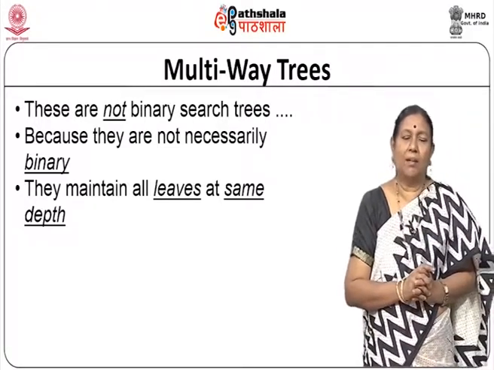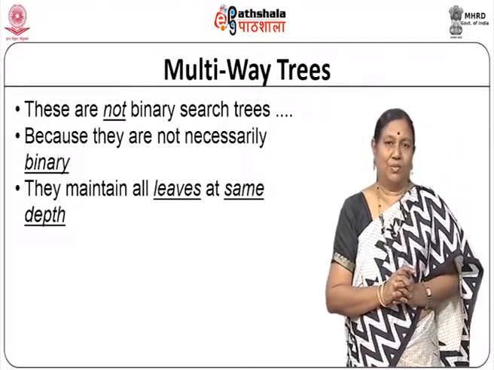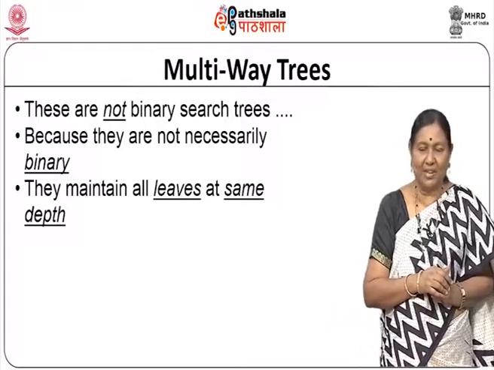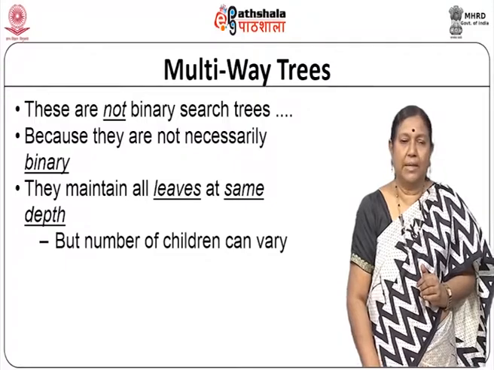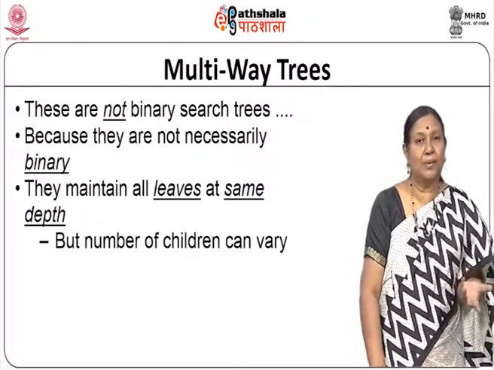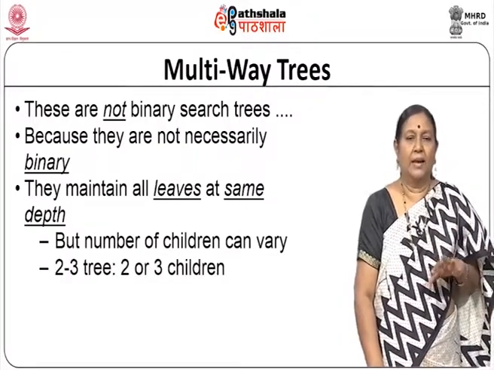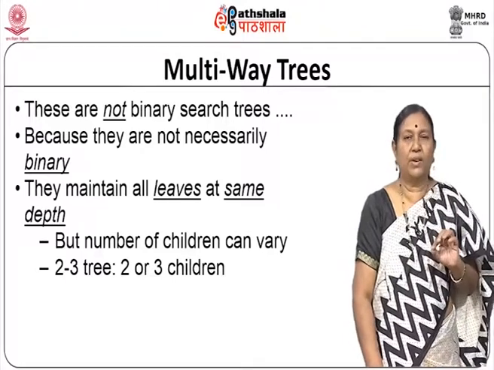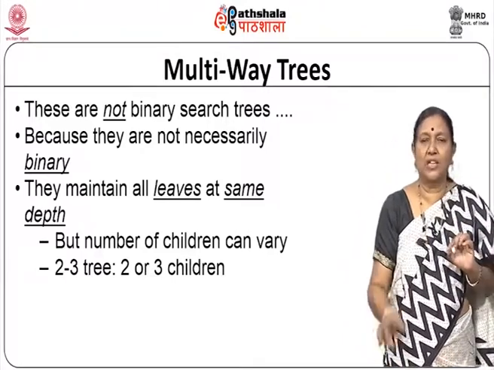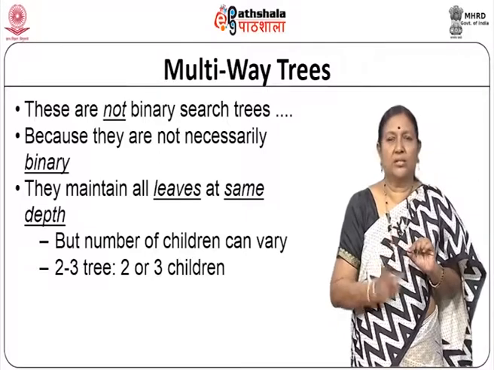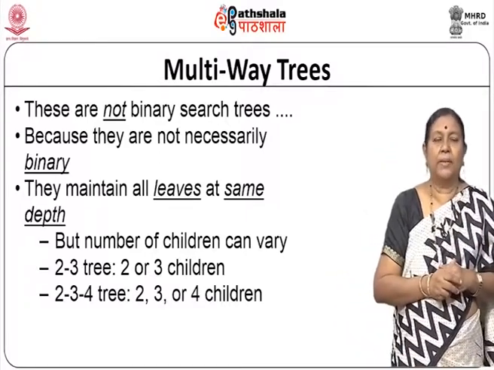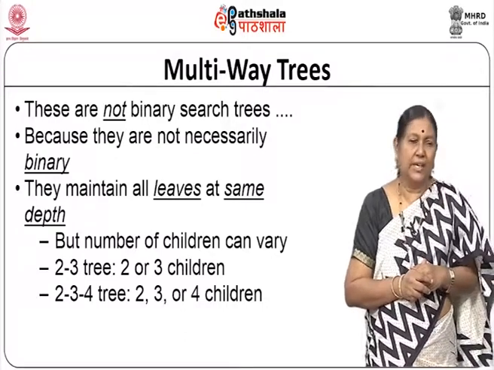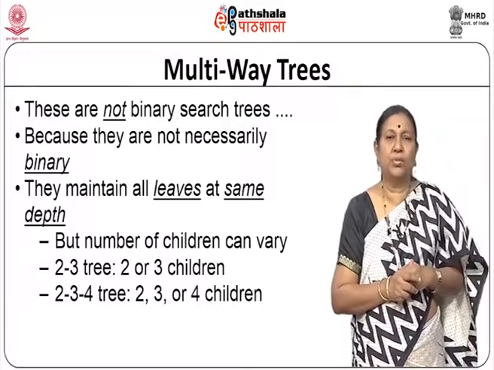They maintain all leaves at the same level. This is a little different from what we saw for binary search trees. They maintain all leaves at the same level, same depth, but the number of children can vary. In this module we are going to talk about the 2-3 tree, where each node can have 2 or 3 children, and later, in the next module, we will talk about the 2-3-4 tree, where each node can have 2, 3 or 4 children.